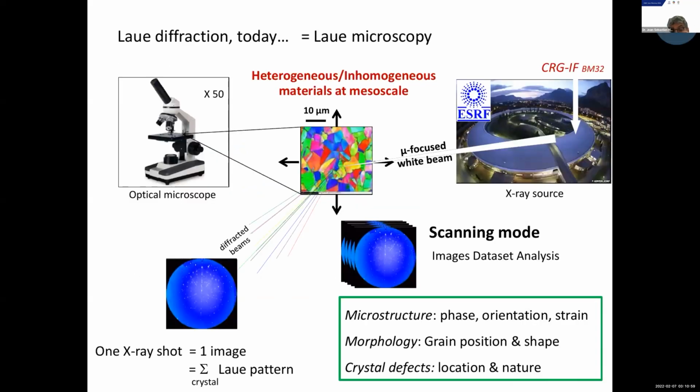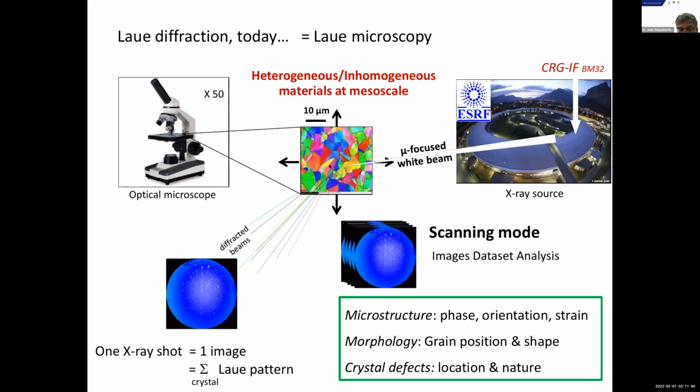Okay, so today, more than one century later, we can still use Laue diffraction as a Laue microscopy, because now, thanks to the ESRF and the advent of X-ray optics, we are able to provide a micro-focused wide beam on the sample. We can also move the sample vertically and horizontally, and then it is really a microscopy, and the signal we are dealing with is the scattering signal, the Laue pattern.